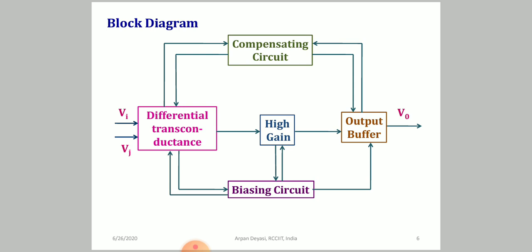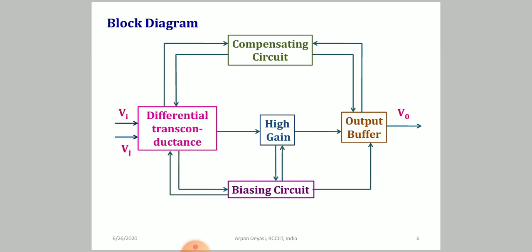Thus the compensating circuit, some textbooks say it is directly connected with the high gain stage, some textbooks say no, it is connected through the differential transconductance stage. So it may vary. You can also make a connection between the compensating circuit and the high gain stage, maybe, maybe not, but somehow it may be related. So I am going to the discussion of each and every stage.